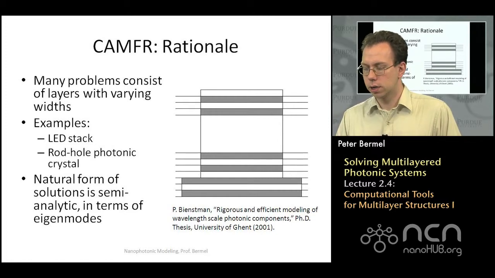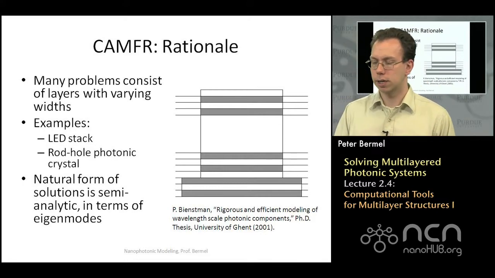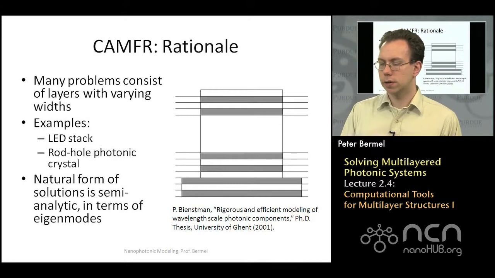The argument of the writers of CAMFR, which came out at a similar time as the S-matrix method, is that the natural form of the solutions is actually semi-analytical in terms of eigenmodes. That's what makes this a little different from the S-matrix method, because you don't necessarily do a semi-analytic formulation, but you essentially solve an eigenmode problem in terms of basis functions that are pre-assumed to be composed of plane waves.